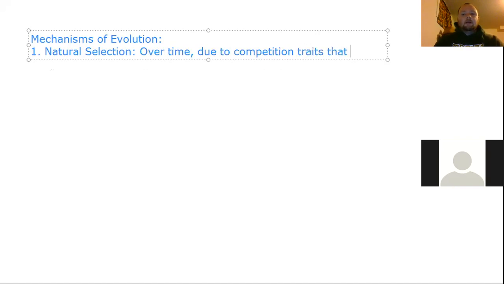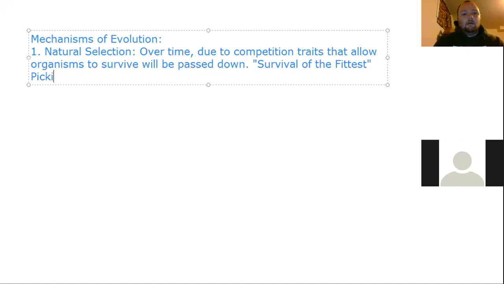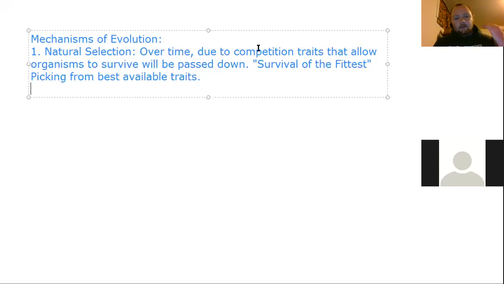So due to competition, traits that allow organisms to survive will be passed down. Okay, so it's kind of like that survival of the fittest. Okay, and remember, these are not creating new traits. These are just picking from best available traits. Okay, so that is one of them.